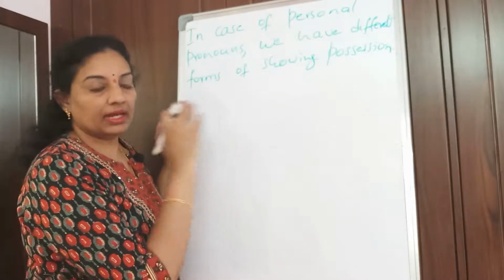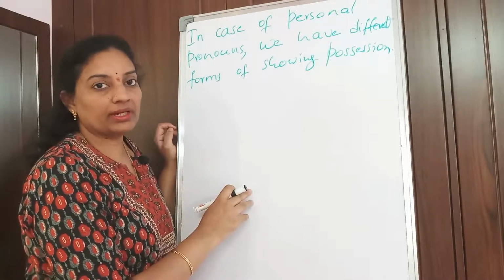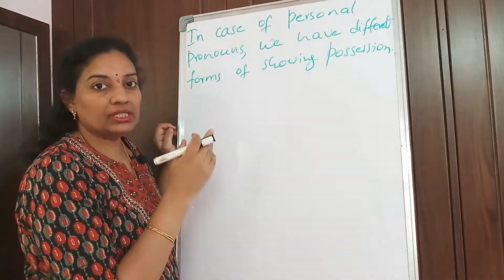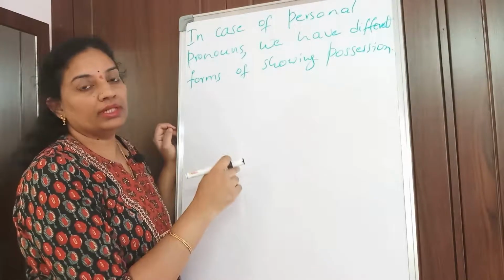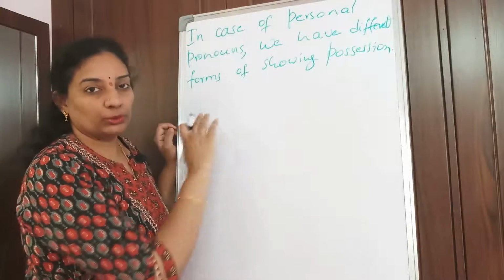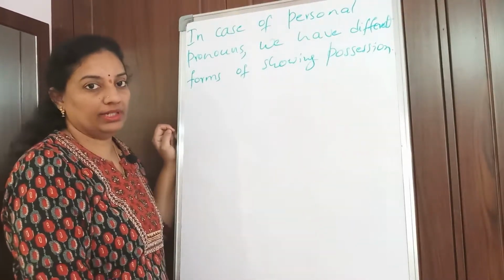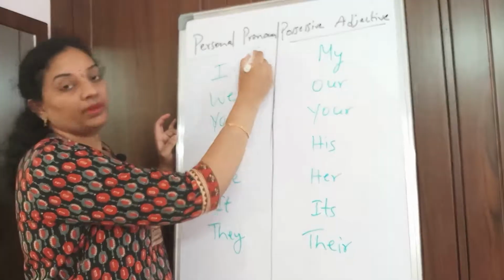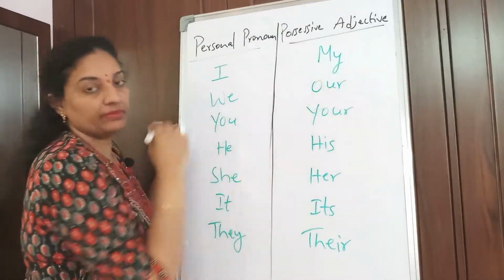If we come to personal pronouns, do you remember seven personal pronouns? First person, second person, third person pronouns. I, we, you, he, she, it, they. Seven personal pronouns. We have different forms for each of those personal pronouns for showing possession. Let us see it in a tabular form for your convenience. Look at this table. Personal pronouns, all seven, and their possessive adjective forms.